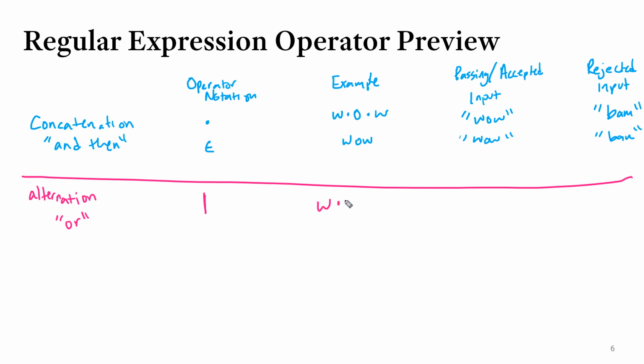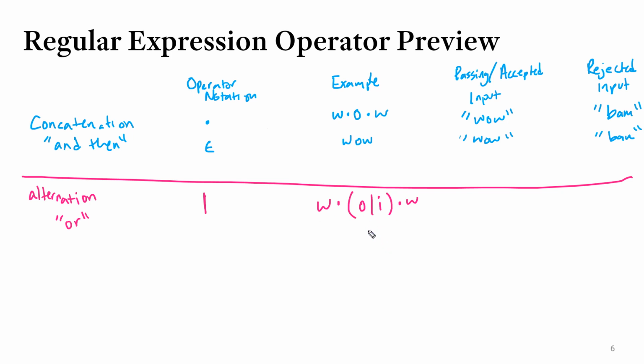So W concatenated with, and then I'm going to use some parentheses to group O or I concatenated with W, right? So we're seeing something that is an important feature of regular expressions, which is that they can be composed together. We just formed a complex regular expression by using both concatenation and alternation.